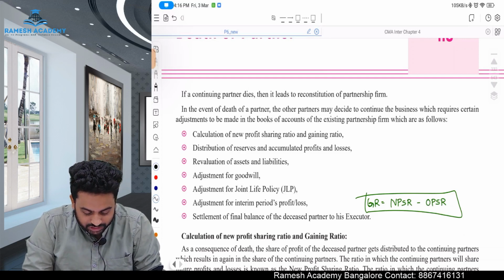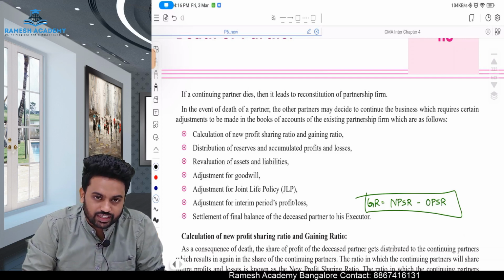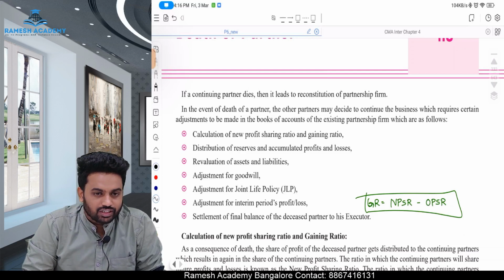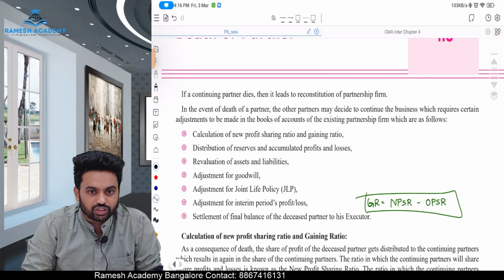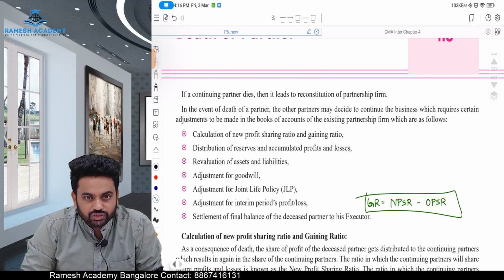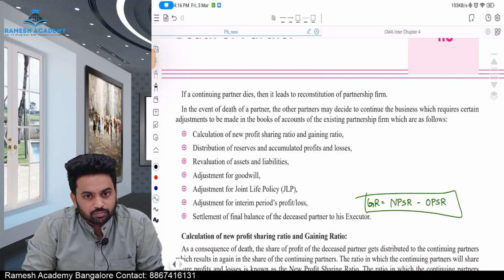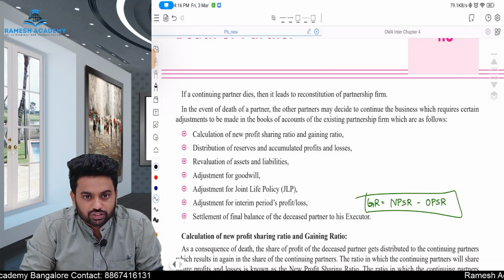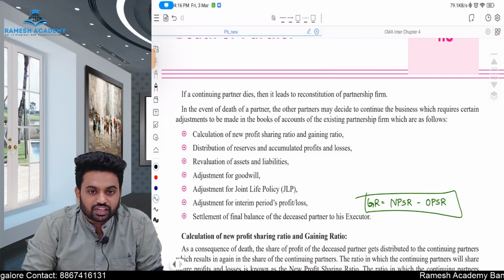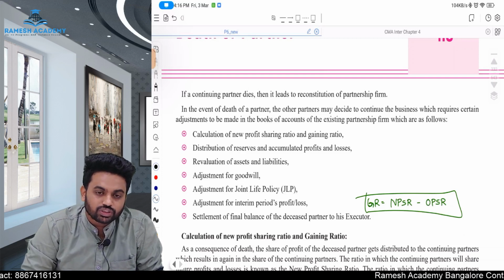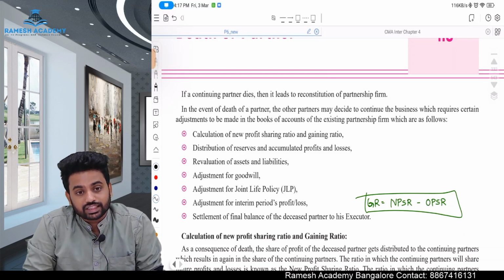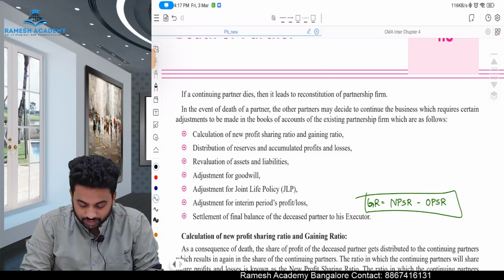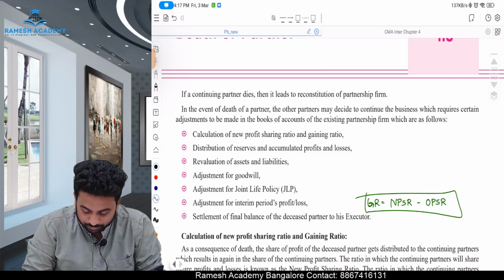So yeah, what are the things we are going to adjust? Things we are going to adjust are the new profit sharing ratio and gaining ratio, reserves and accumulated profit, adjustment for goodwill, revaluation, JLP adjustment, and interim period profit or loss might be there, that also we are going to do. Then settlement of the final balances to the deceased partner's executor. Okay, executor, sorry, not executive, executor.